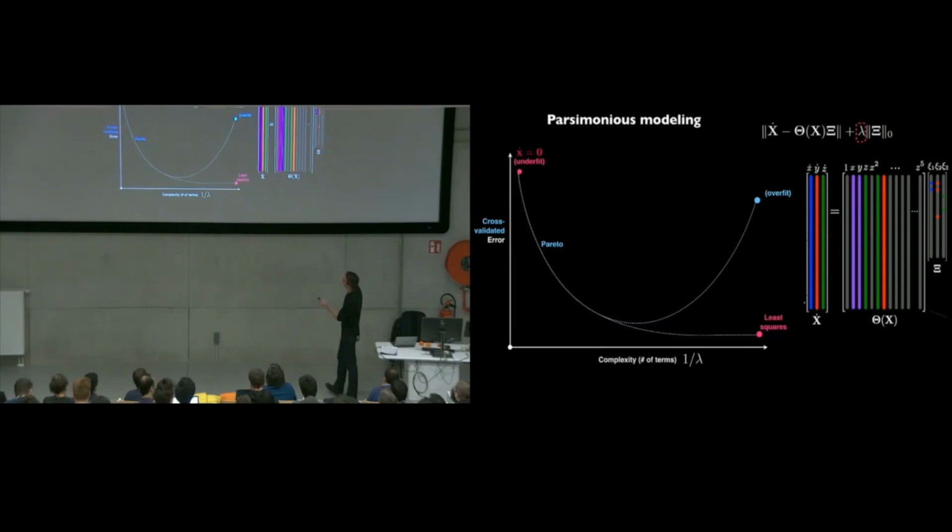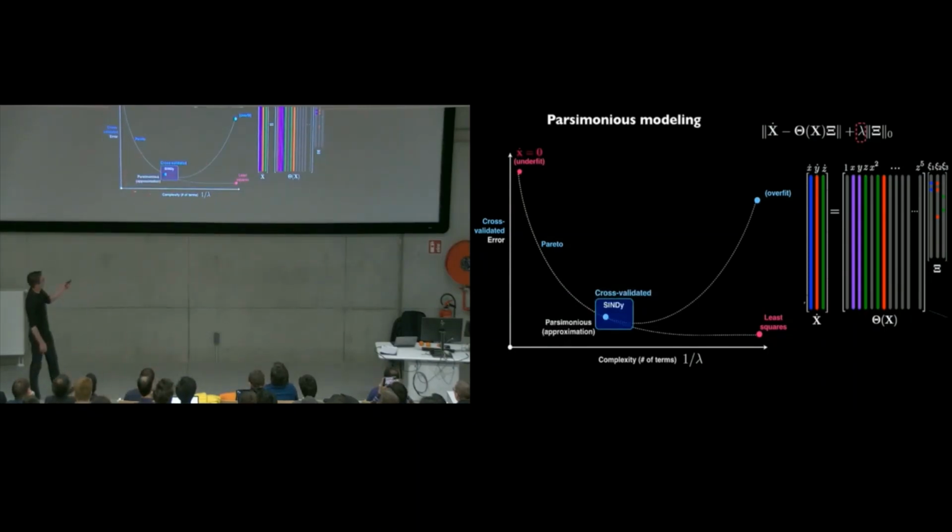Okay, and when you do the cross-validated error, you'll see very quickly that the least squares solution is in fact overfit. Okay, and so here is the sweet spot where you can get these kind of models that balance complexity and accuracy. So that's what you're trying to do here. Okay, so there's a few things that are particularly challenging.